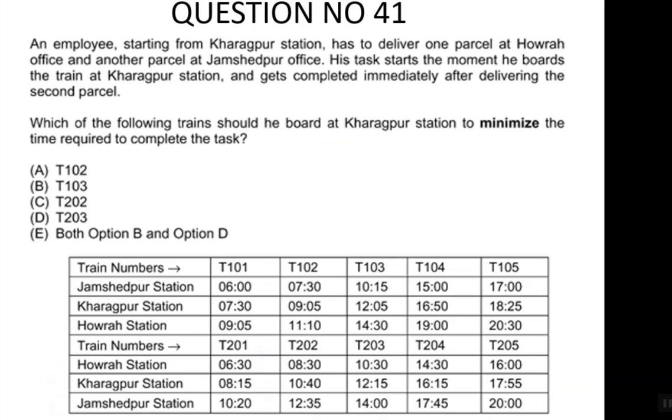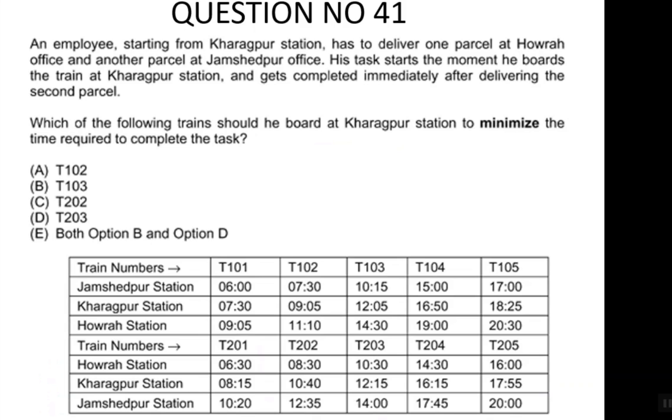However, there is a difference. This time the starting is Kharagpur station. If you observe, in the last case, the starting was from Howrah station, and if you look at the second part of this table, Howrah station is actually the starting point from which both of the remaining two stations can be covered.